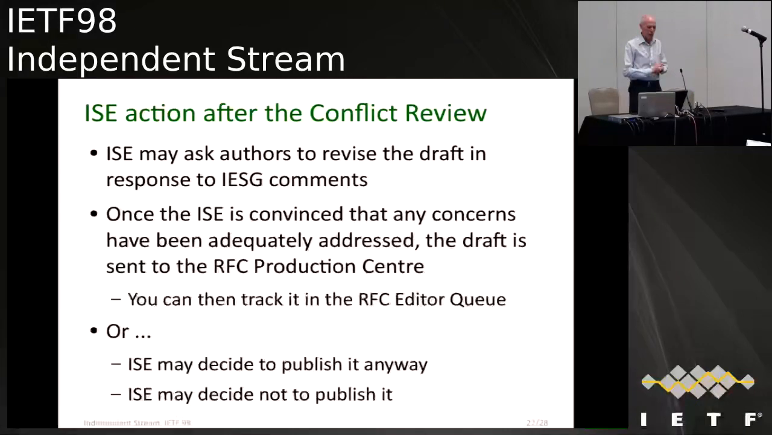So then the ISE has to do something. If the IESG had comments which would improve the draft, then I will ask the authors to make those changes and publish a new revision of the draft, which I will then pass to the production centre to be published. Once I am happy that everything is done as it should be, then I can pass it to the production centre. And when that happens, I'll send you a note to tell you that, and you can follow it through the RFC editor queue.